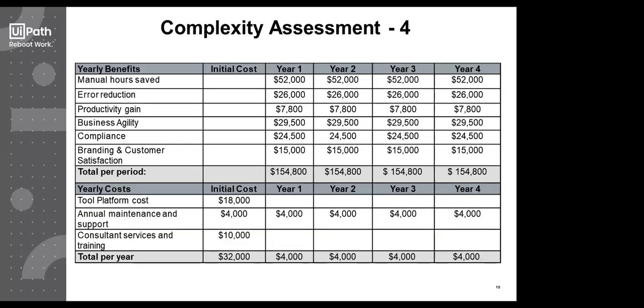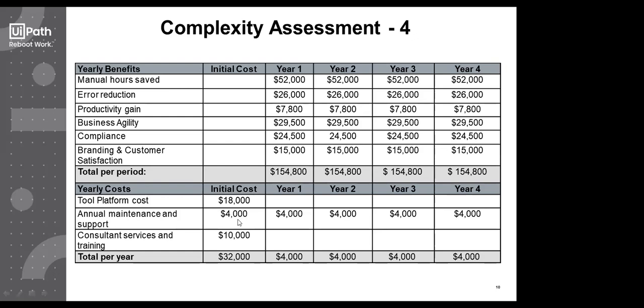So now if we want to calculate the ROI at the end of each year or for the next 5 years, it could be done this way. The tool cost would be the one-time cost that we initially put in. And then for every year, we have these manual hours and all, based on which we calculate that the total per period cost is this much. Then the tool platform cost is the one-time cost we put in. We don't have to put it in each year.